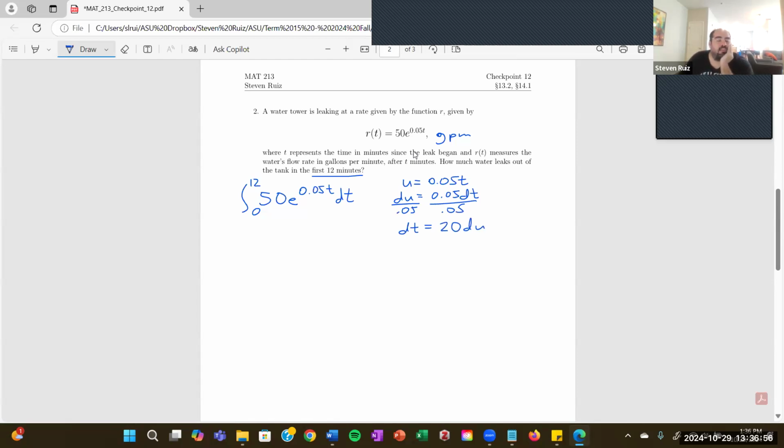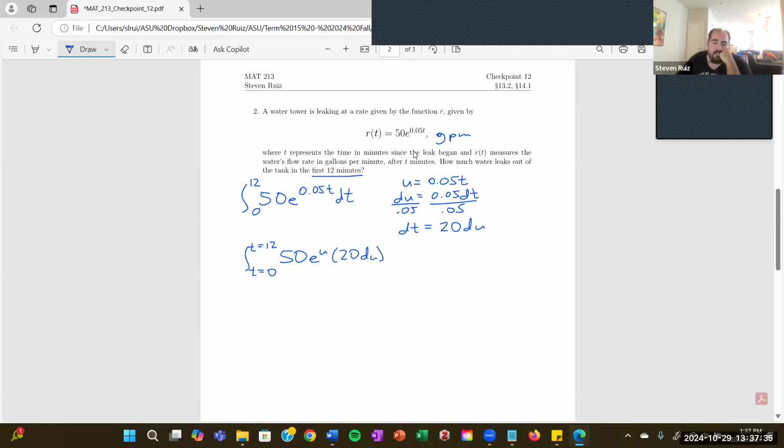Okay. So now that I've done that, I should be able to transform my integral, right? So let's do that. The integral from 0 to 12. Not quite, because 0 and 12 are t values. So for now, I don't want to transform the whole thing at once, so I'll do this. I'll say t equals 0, t equals 12, and I'll drop in the rest of the integral that I have already talked about transforming into u: 50 times e to the u times dt, which is 20 du.